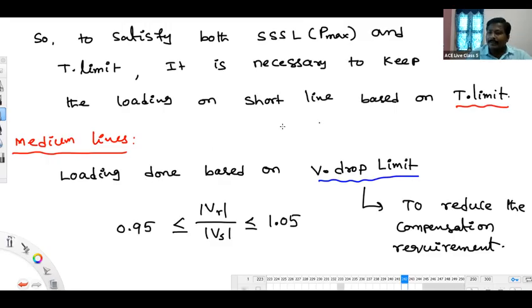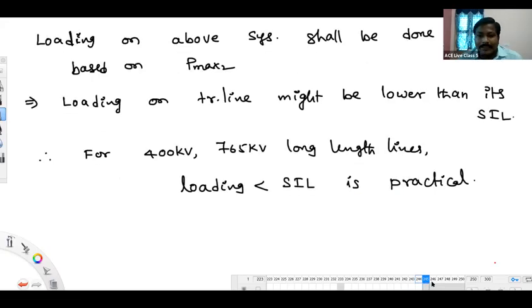In the case of short lines, as you are keeping the loading based on the thermal limit, loading might definitely come greater than SIL. So, based on the length of the transmission line as well as the operating voltage level, we decide which loading is suggested to take in a practical system. I think all of you understood what we have discussed. If you are clear, I will discuss briefly about underground cable loading also.